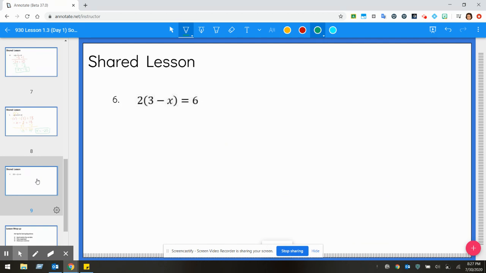Last problem. One thing I want to go over that I noticed in these examples is your variable is not always going to be on that left-hand side, and that's okay. So if you got a problem that was 6 equals 2 times 3 minus x, and the variable just so happens to be on the right-hand side, it's totally okay. You're just going to solve it the exact same way, isolating x, moving things to the other side in order to solve for x.